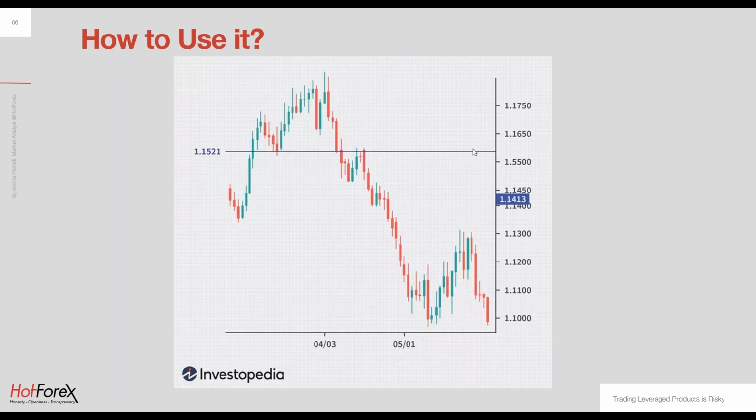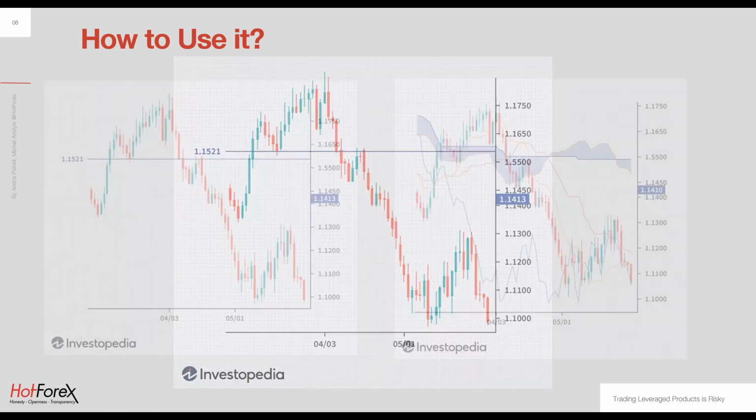We can see a clear support back on the 4th of March at 115.21 after this low candle over here. We could see that there was an immediate support over here. Then it broke it and it moved lower.